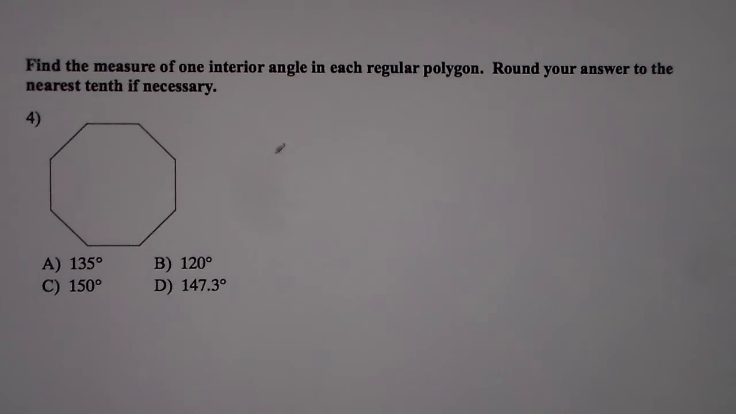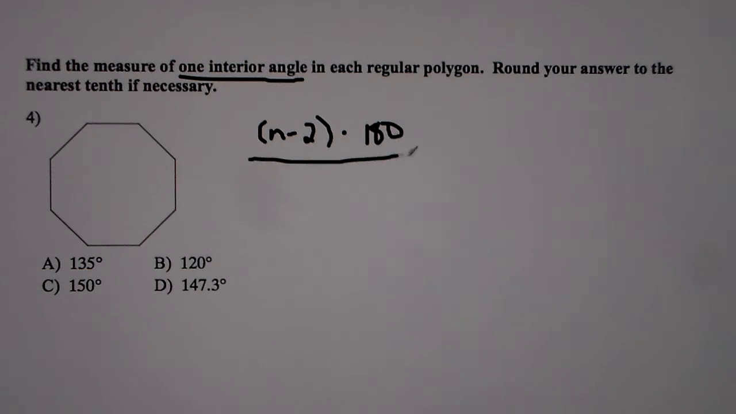Looking at number 4, find the measure of one interior angle. So our goal is just to find one interior angle. So there's just a little bit more to the formula that we were just doing. So to find one interior angle, you do n minus 2 times 180. And then we gotta divide by the number of sides.